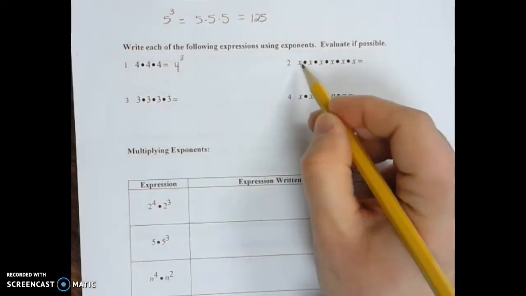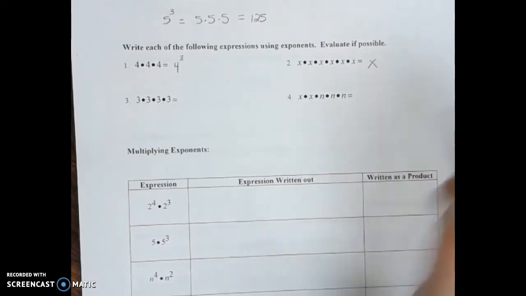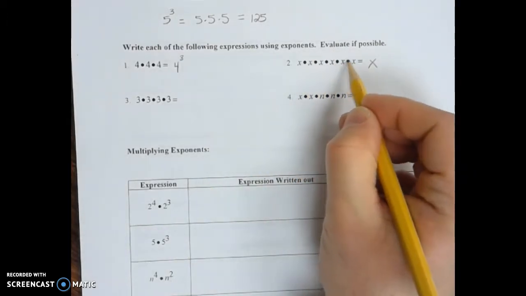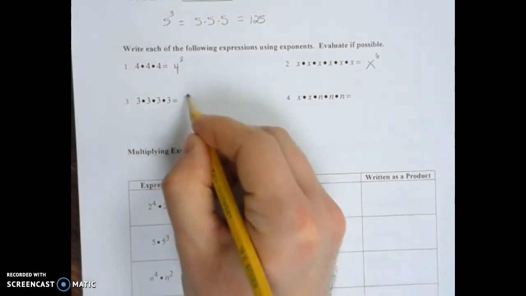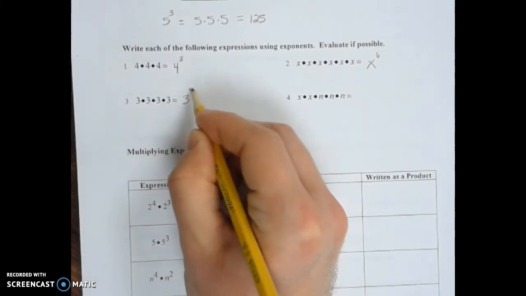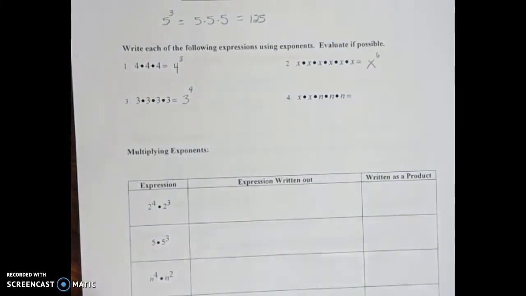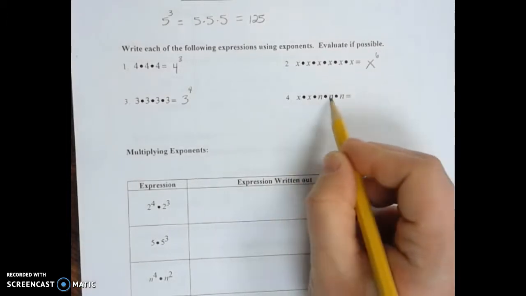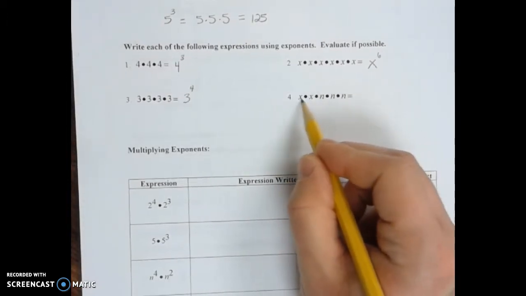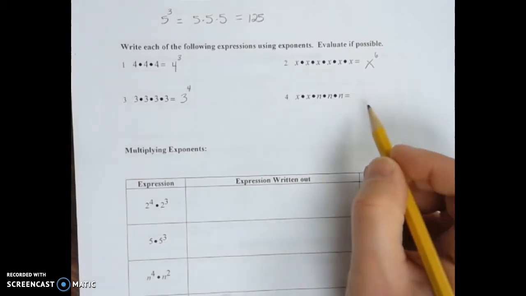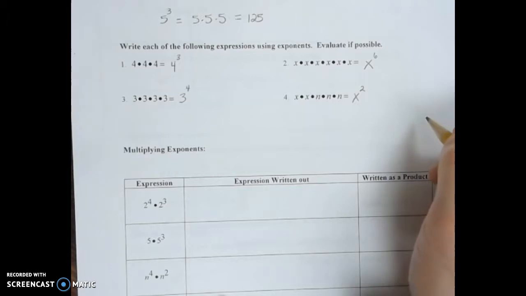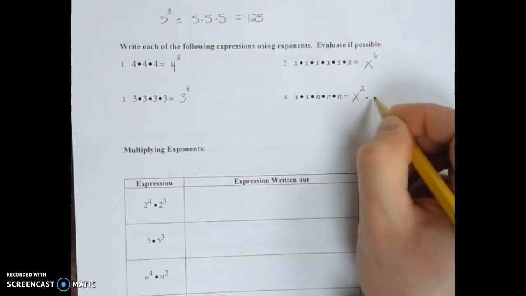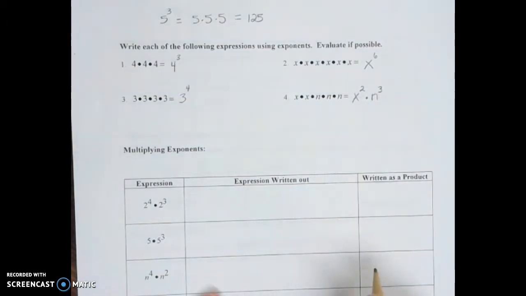In example 2, my repeated factor is x, and there are 1, 2, 3, 4, 5, 6 of them, so that's going to be x to the 6th power. In example 3, 3 is the repeated factor, and there are 4 of them, so we're going to have 3 to the 4th power. Now in the last one, notice that my two repeaters are different. I have x's that repeat, and I have n's that repeat, so I'm going to have two different exponents here. I'm first going to have x to the 2nd power, and then that's going to be multiplying n to the 3rd power.